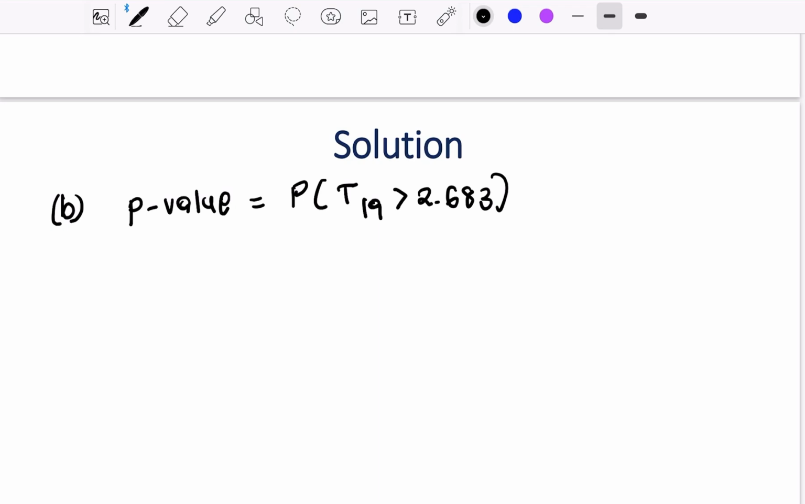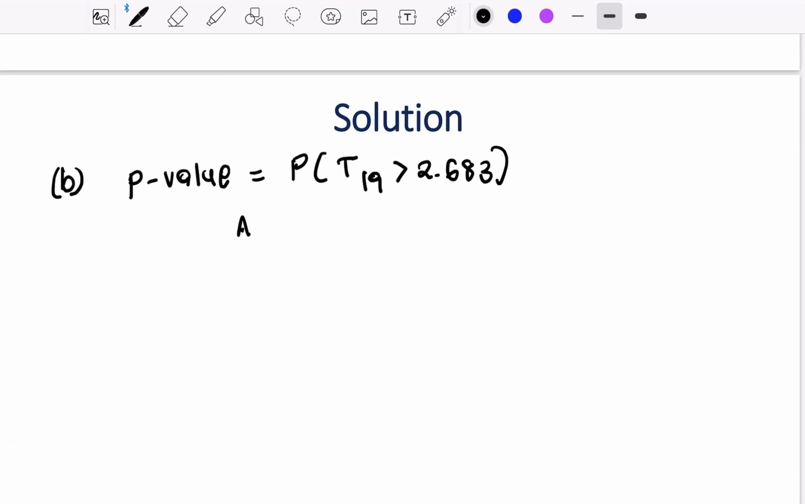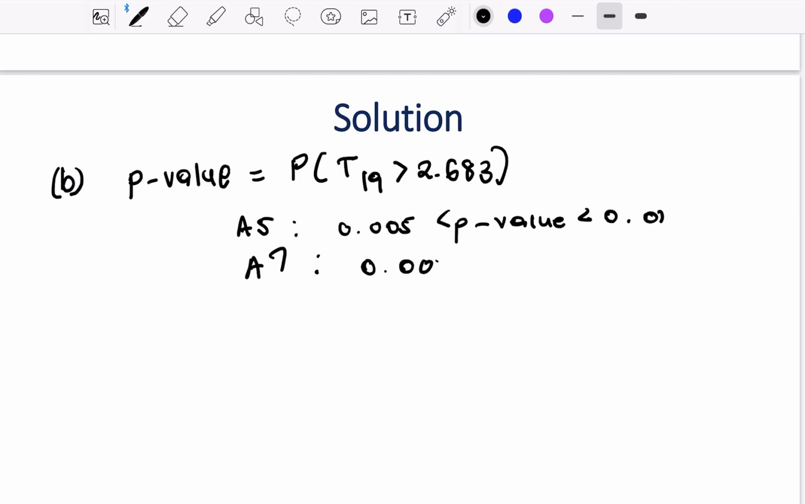Okay, and then let's continue. So now you have to go to the tables and look for this. Right, so you go to your tables. If you go to your tables, you can use A5. If you use A5, you will get that the p-value is between 0.005 and 0.01. And if you use A7, you get that the p-value should be 0.009. There is no relationship that has to exist between the two. It is just that this one narrows down this interval here.